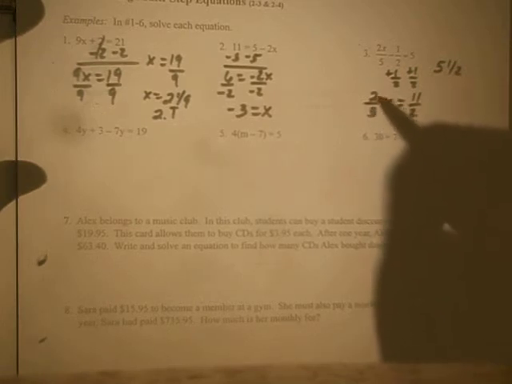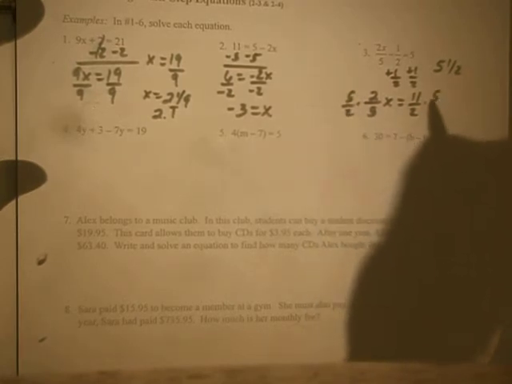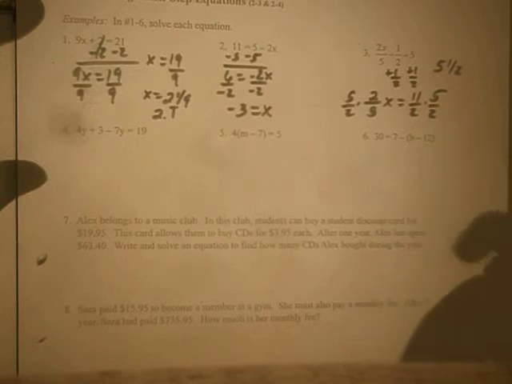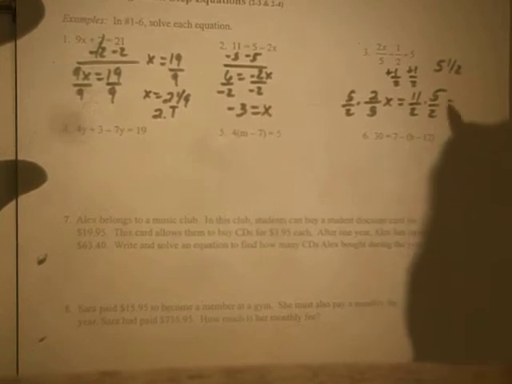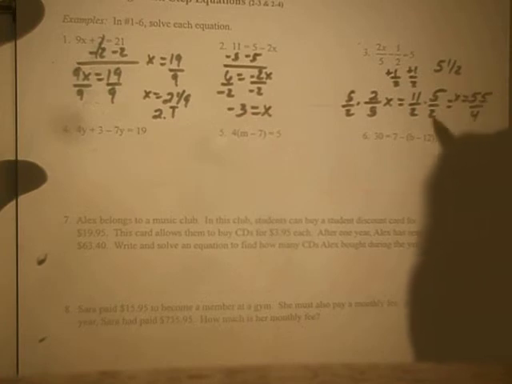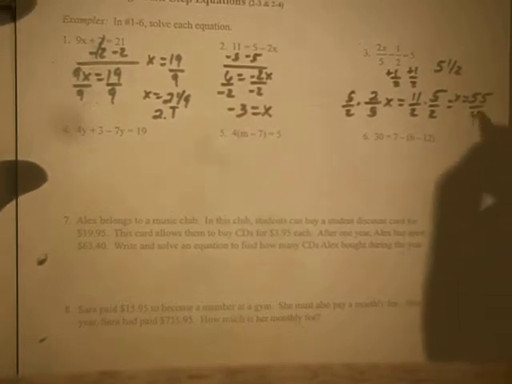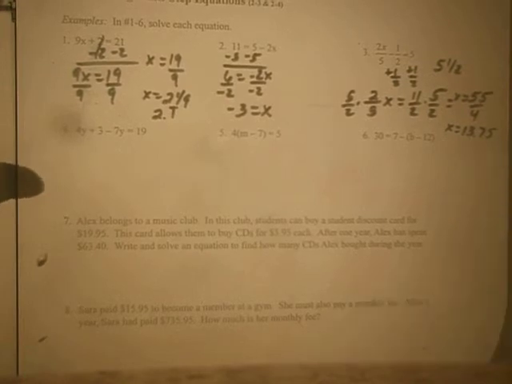Now to solve for this x, we want to get rid of this 2/5. And to do that, we are going to multiply both sides by 5 over 2. And we are left with x equals 55 over 4. 11 times 5 is 55. 2 times 2 is 4. You can leave it like that. I think it ends up being 13.75 or 13 3/4.